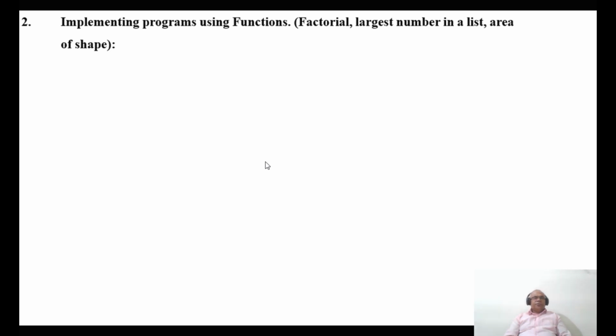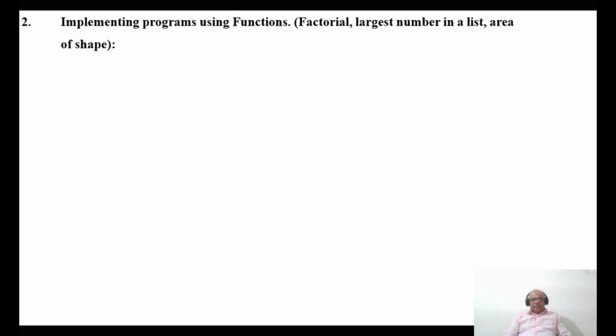Now, in this video, we are going to take up one more Python program: how to implement programs using functions. We have three different programs. The first is to find the factorial of a number. Then, when you have a list, I need to find out which is the largest or the smallest number, that is, the maximum and minimum.